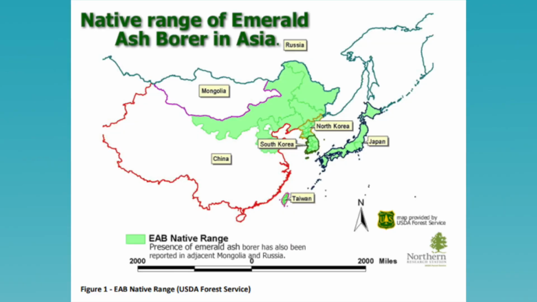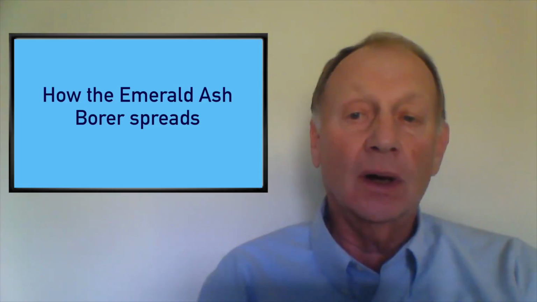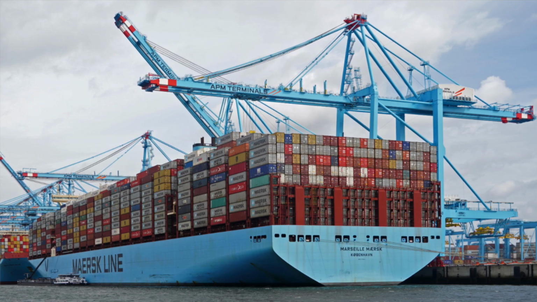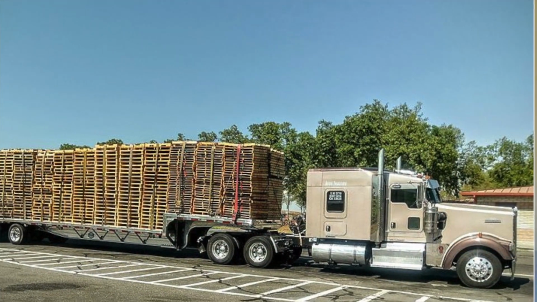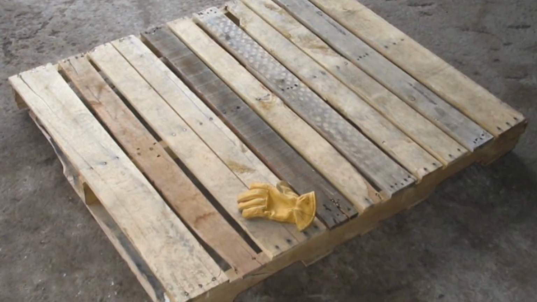The emerald ash borer is native to temperate Northeast Asia. It was first found in Michigan in 2002. It is thought the pest hitched a ride from Asia to North America on shipping materials such as crates or pallets. Hitching a ride is a common infection vector used by many invasive species to expand their range.